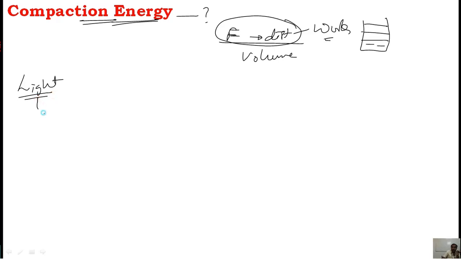Light compaction can be done by a 1000 cm³ mold, and that can also be done by a 2250 cm³ mold. Two molds you can use for this light compaction. In light compaction, what do you do? You have a 2.5 kg hammer. This 2.5 kg hammer means that I can say it is a force.